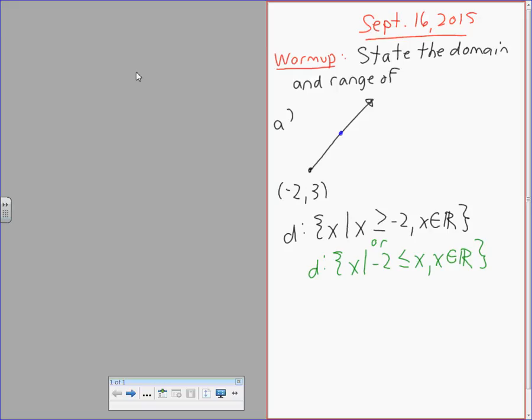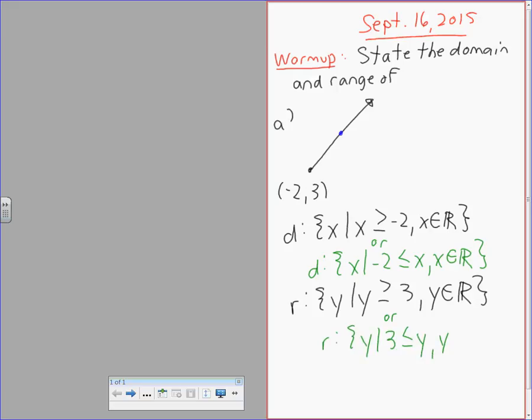All right, so for what Matt said, which is correct, he said y is bigger than or equal to 3. So the range for this one is y such that y is greater than or equal to 3, y in the real numbers. You could have also written, the range is y such that 3 is less than or equal to y, y in the real numbers. Either one of those is correct.